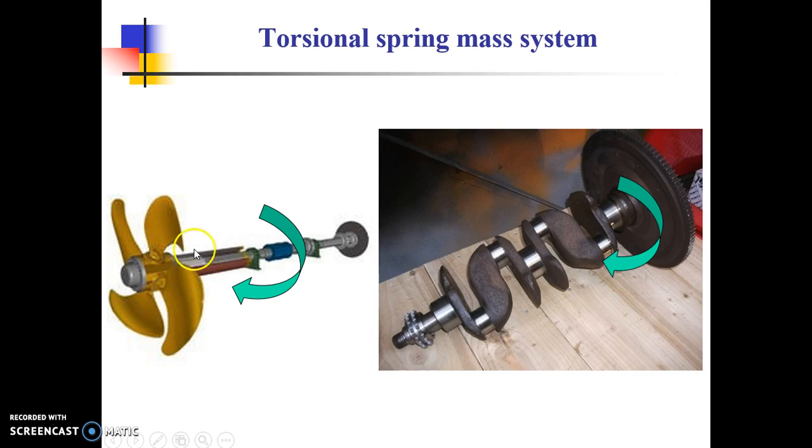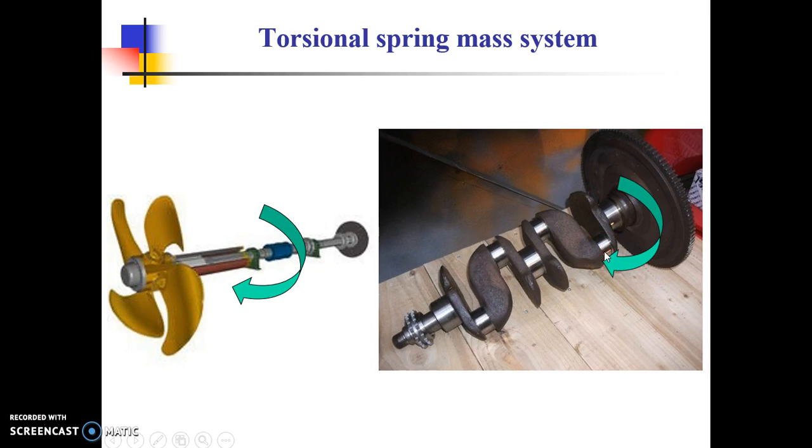Let us take another example of a physical configuration, the torsional spring mass system. You can see that this is a propeller shaft of a ship or marine engine. Here the propeller is considered as a disc, and it is connected with the driving shaft. Together we can consider this as a disc attached to a shaft, and this shaft undergoes a twisting moment because of the rotation of the propeller.